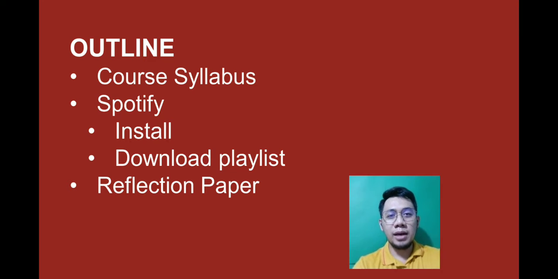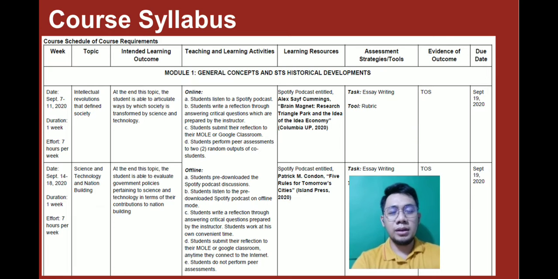Today, I am going to discuss the course syllabus, the how-tos on Spotify, and the reflection paper. For this course, General Education 108, we have this syllabus here. Take note that we have three modules. The first module is General Concepts and STS, or Science and Technology and Society Historical Developments.